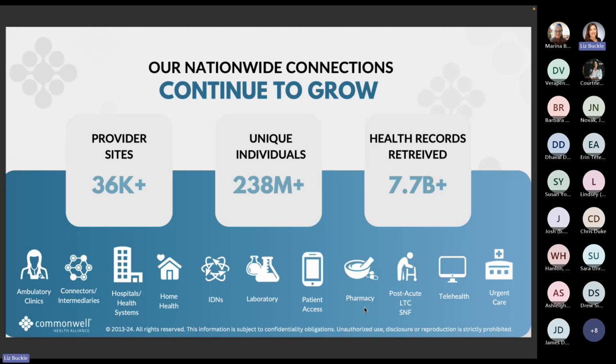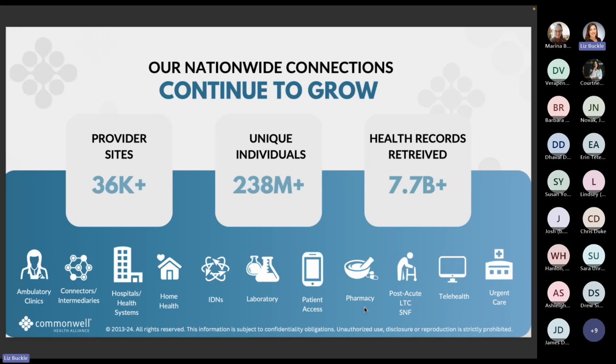So this slide is cool, not just because of the stats. I mean, I just mentioned the 7.7 billion health records retrieved via the network, which is humongous. We also have 238 million unique individuals inside of our MPI and over 36,000 provider organizations, which does not include the numbers of provider organizations that are available through Care Quality and through TEFCA. We don't even count those in our stats. But what's cool about this slide is the bottom part, the little icons.